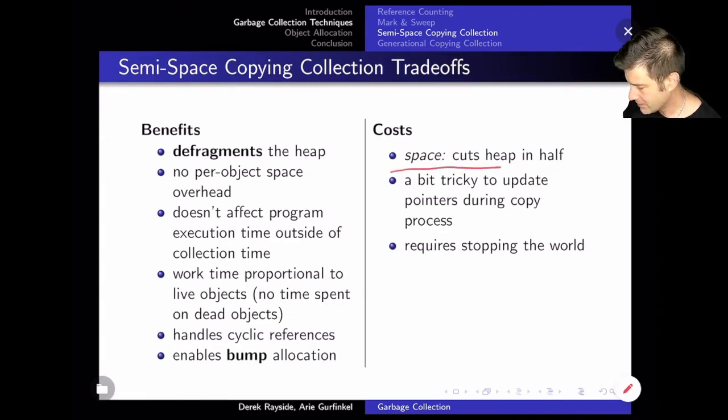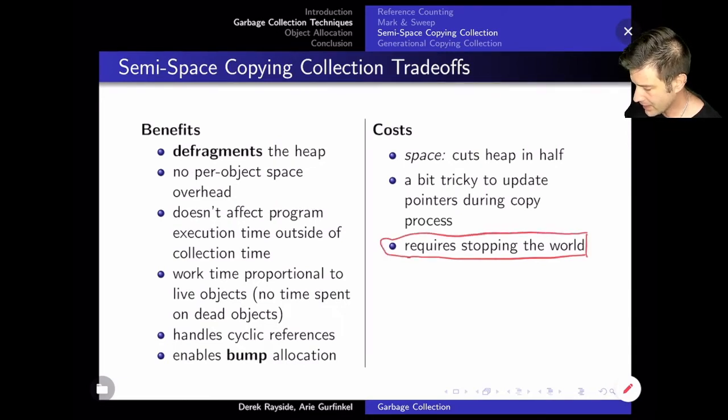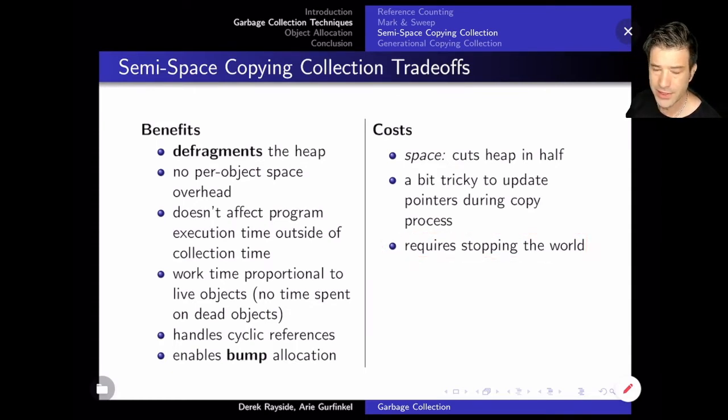As I was describing before, it requires that when you copy objects, you also update the pointers, because if something was in one address and you move it, then every other object that was pointing to that object needs to be updated. And so that can be a bit tricky. And of course, we need to stop the world. So if the number of live objects is actually very large, then we'll have to stop the world for a long time.